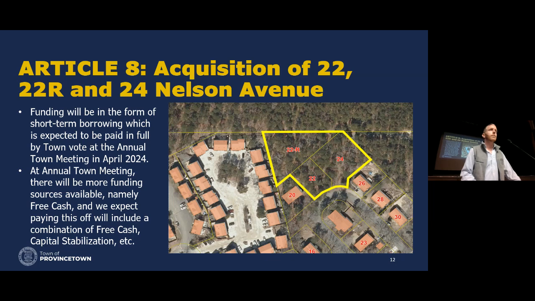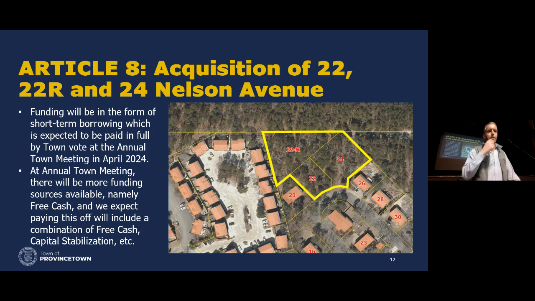Peter Epstein: Alex, can you explain the funding for this? Is it a debt exclusion, the total cost? No, so thanks for asking. So the funding for this is in the form of short-term borrowing. And so the town would short-term borrow the $2 million with the intention of fully paying it off at the annual town meeting. So at annual town meeting, we have more funding buckets available to the town than we do in October, namely free cash. And so free cash is typically certified at the beginning of the calendar year, which then becomes available to the town for annual town meeting.